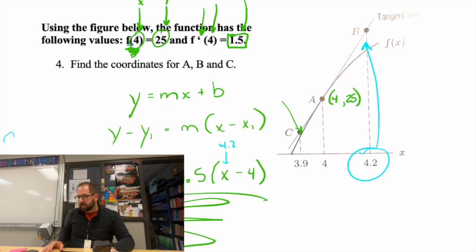Okay, does that make sense what you're doing? Then when I want to find the other coordinate, what is that? 3.9. I'll plug 3.9 in for X, and then I'll solve for Y again, and that'll tell me the other one.